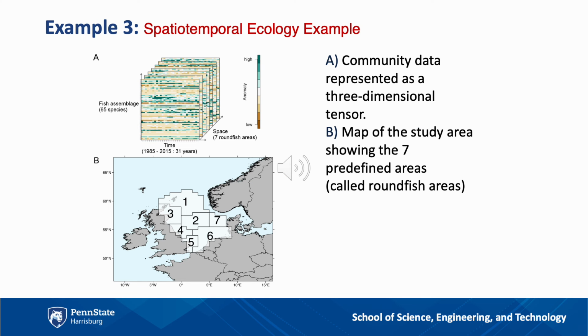A third example is in ecology, where this can be applied to temperature, altitude, latitude, and so on. The space is divided into 7 regions, and the quantity of fish in each study region is detected, and then the data is represented as a tensor, and we proceed from there.